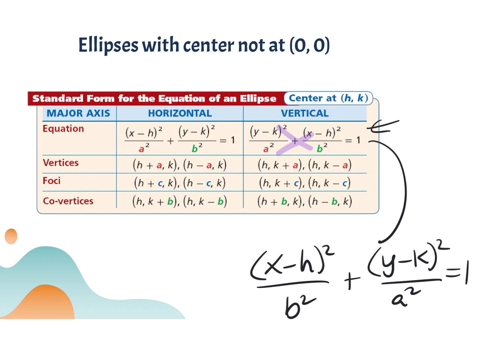Now, instead of the A going right into the vertex, we have to add it to the center point. The center point is the ordered pair H, K. And that's what's going to be added or subtracted to your X and your Y values. So let's try some examples now.